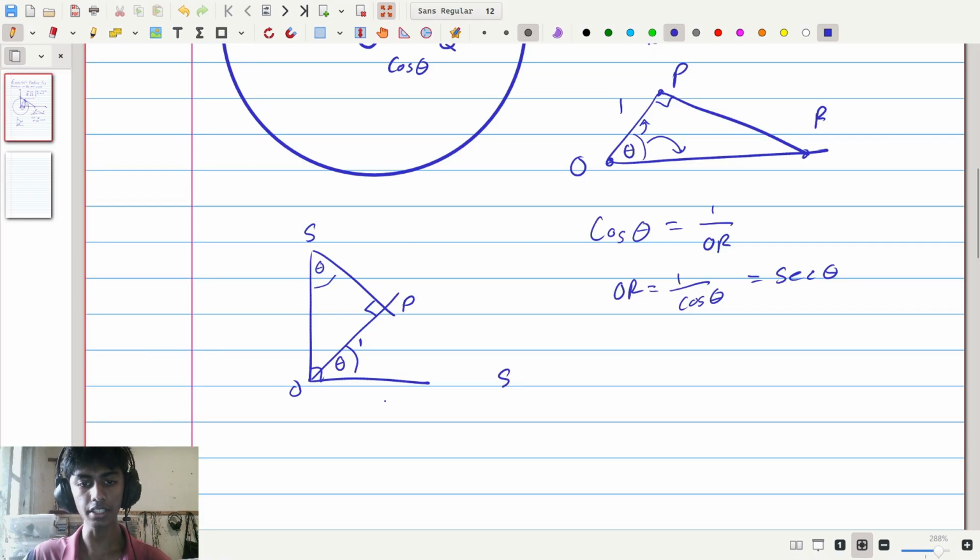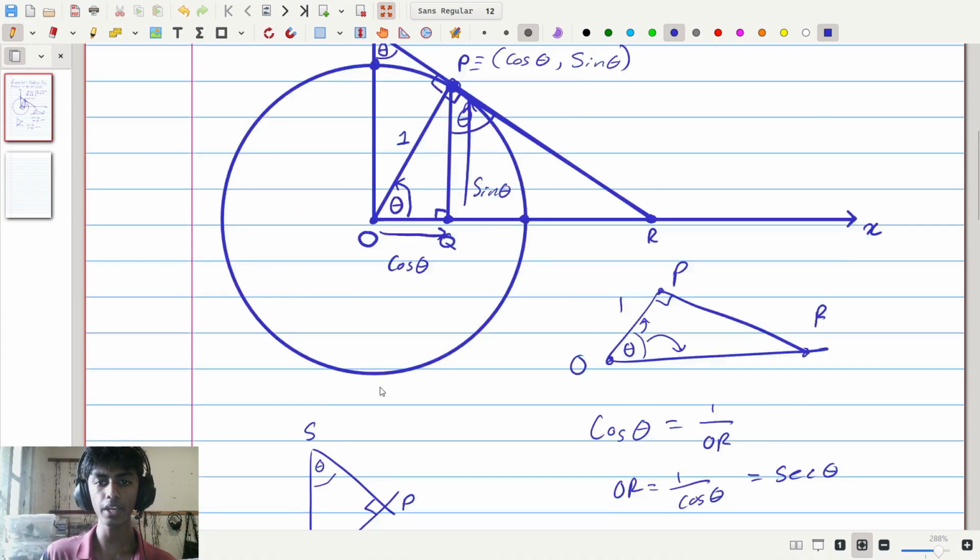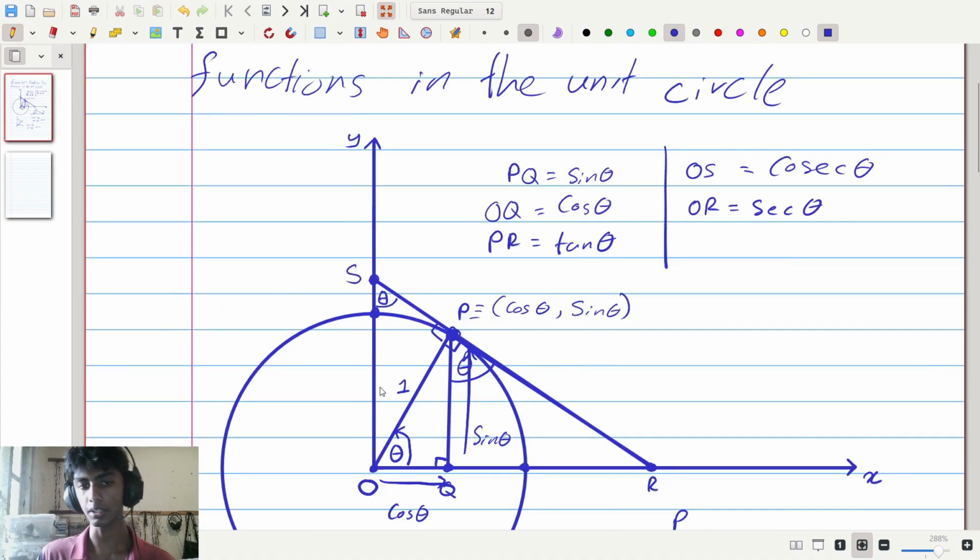Considering sine theta here, sine theta is opposite divided by hypotenuse, which is 1 divided by OS. So therefore OS is 1 divided by sine theta, and 1 divided by sine theta, the inverse of sine theta, is what we call cosec theta. So cosec theta. Therefore OS is the side length cosec theta.